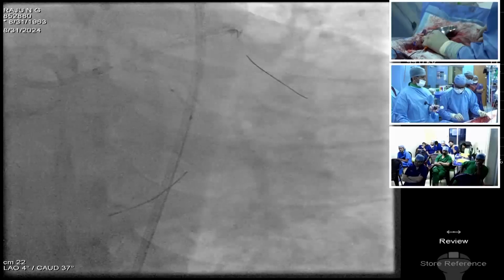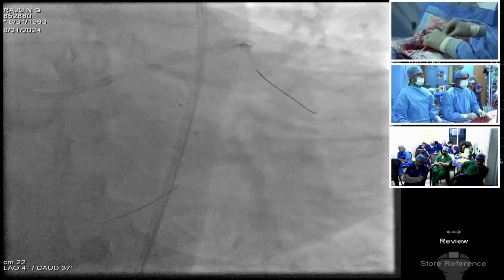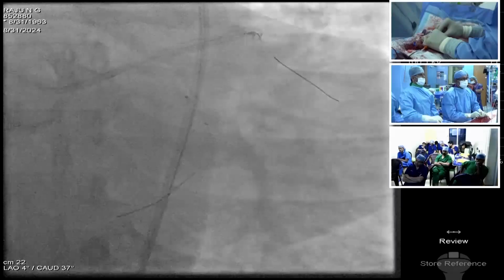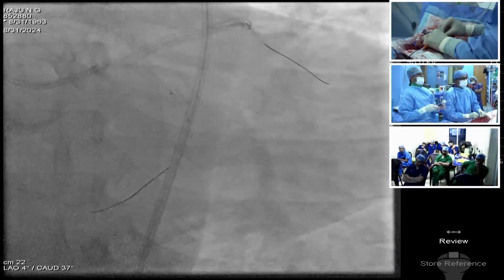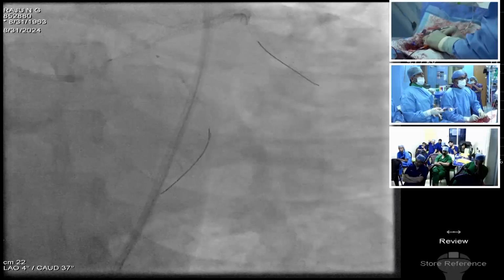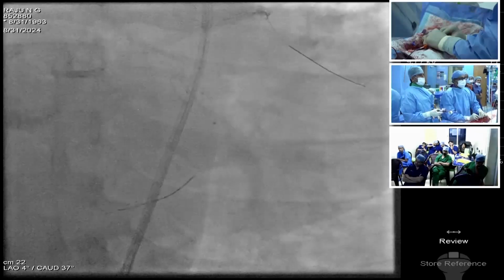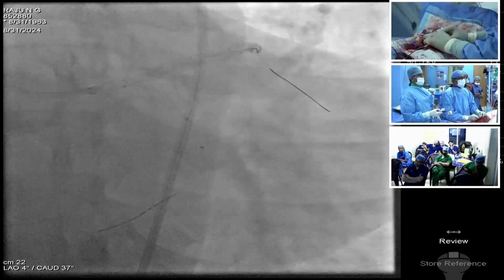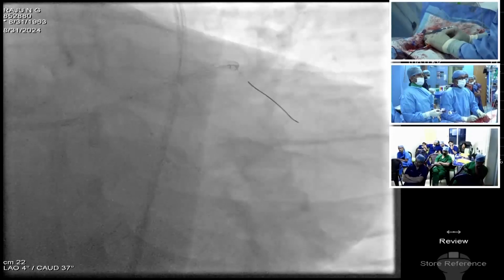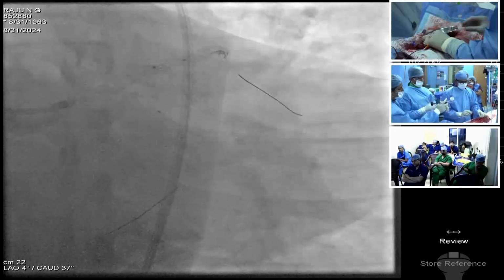Okay, we have gone with the 3 into the circumflex. Now 3.5 into LAD. Be ready with a New York balloon to LAD if it doesn't go through. Okay, so now we dilate the LAD balloon.